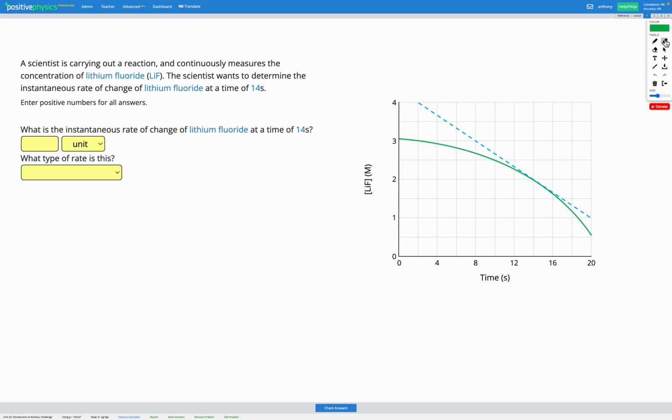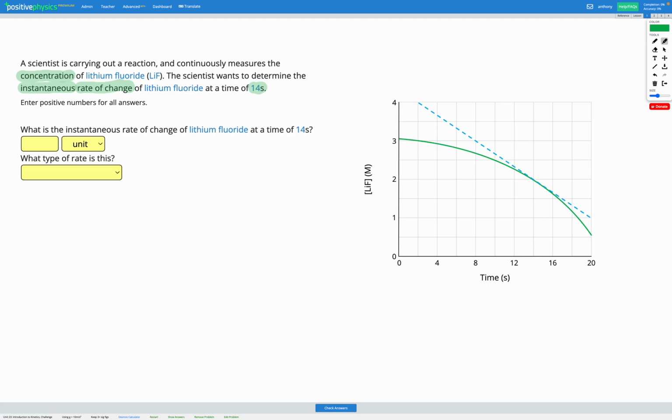In this question, a scientist is carrying out a reaction and continuously measures the concentration of lithium fluoride, LiF. The scientist wants to determine the instantaneous rate of change of lithium fluoride at a time of 14 seconds.